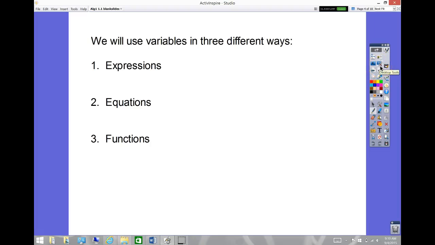We are going to use variables in 3 different ways: in expressions, that's what we're dealing with today, equations, and functions. An expression is something that looks like 4 plus x. An equation has an equal sign in it, like the last slide. A function has 2 variables in it.